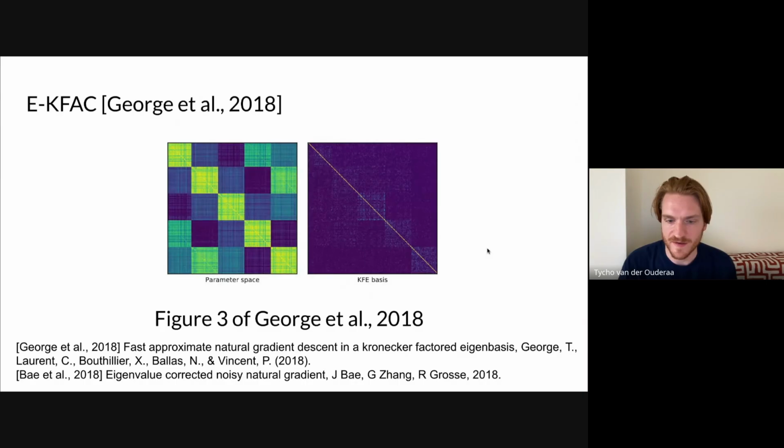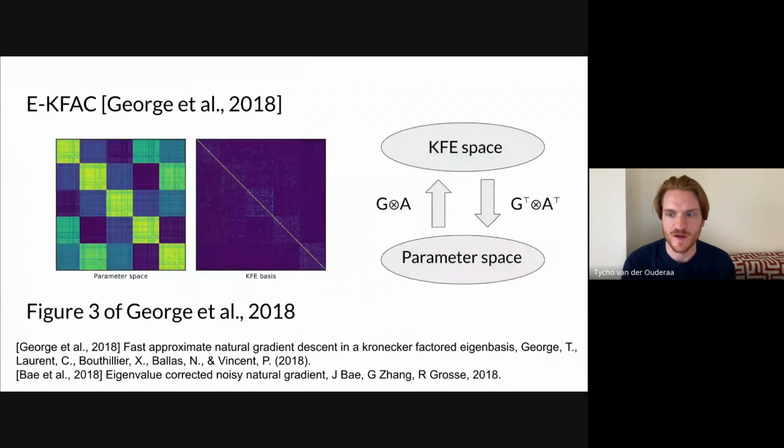And what they do in this, George et al. 2018, so the eigenvalue corrected KFAC, they do SGD steps in this rotated space. So you rotate the parameter space using the eigenvectors of the KFAC approximation. And then you're in this new rotated parameter space called the KFE, Kronecker-factored eigenspace. And that space is very diagonal. So there you can then take a simple SGD step.